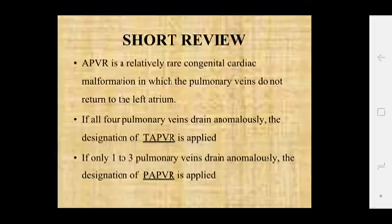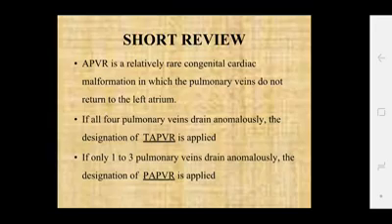Anomalous venous return is a rare congenital heart disease. In this malformation, the pulmonary veins do not return to the left atrium. As we know, there are 4 pulmonary veins, 2 from the right lung and 2 from the left lung, and the 4 pulmonary veins usually join the left atrium as the pulmonary venous return.